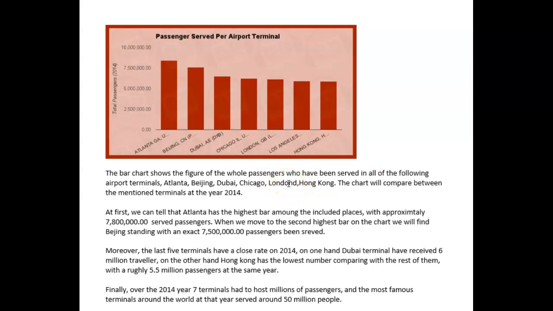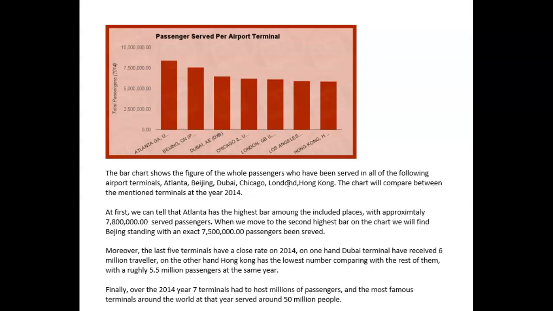So just to kind of recap, I would have changed this paragraph to say the bar chart shows the figures for the number of passengers who were served in the following airport terminals: Atlanta, Beijing, Dubai, Chicago, London, and Hong Kong in 2014. Done. Let's move on.